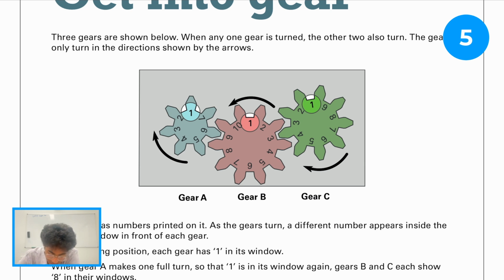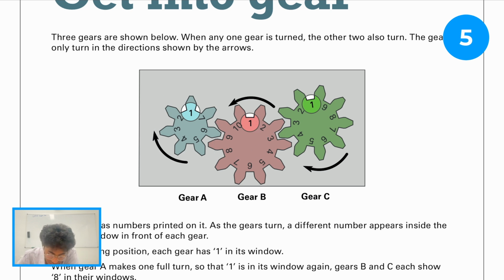So that means you see how there are arrows here? So the gears will turn, right? So you'll go from 1 to 2 to 3, as the gears turn, right? The numbers will go towards there. I hope everyone understands what the question is asking for. Okay.